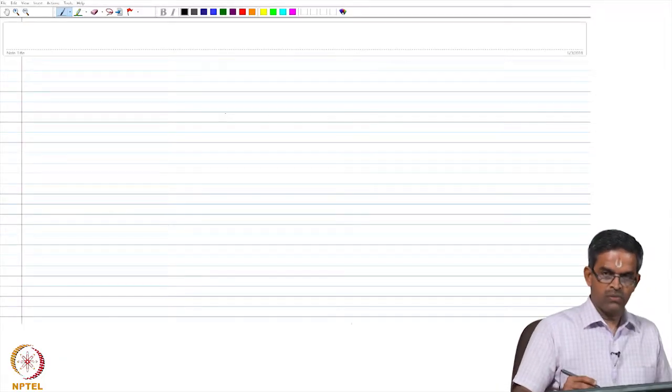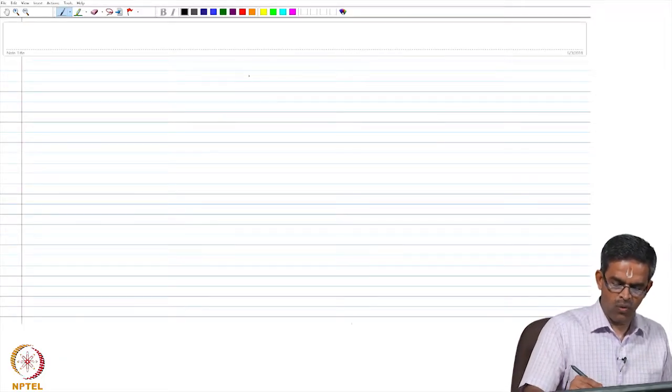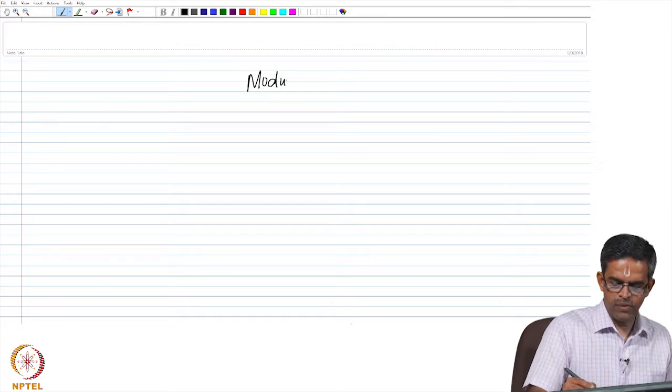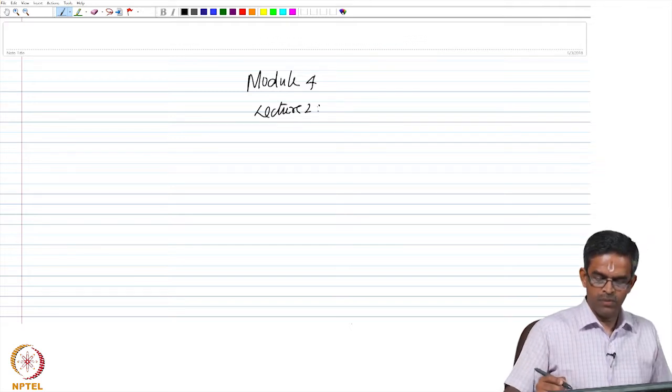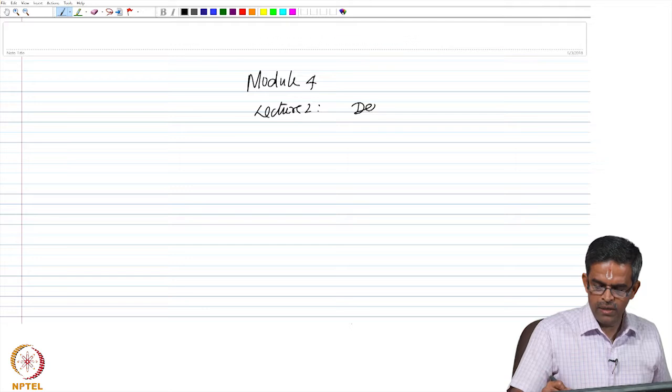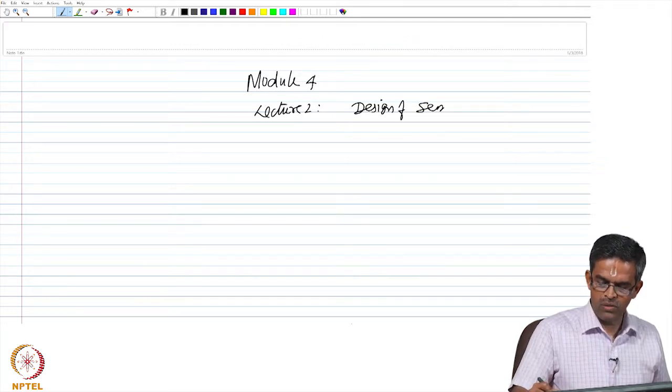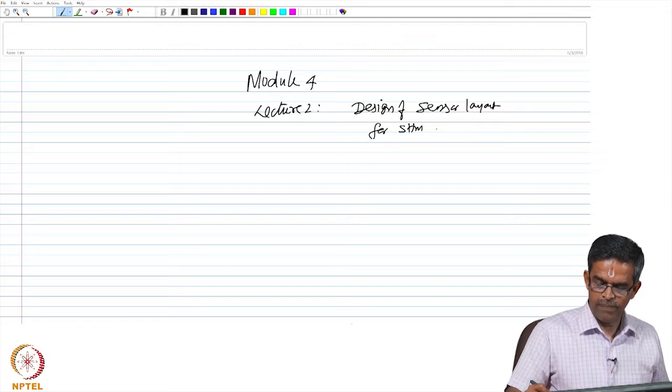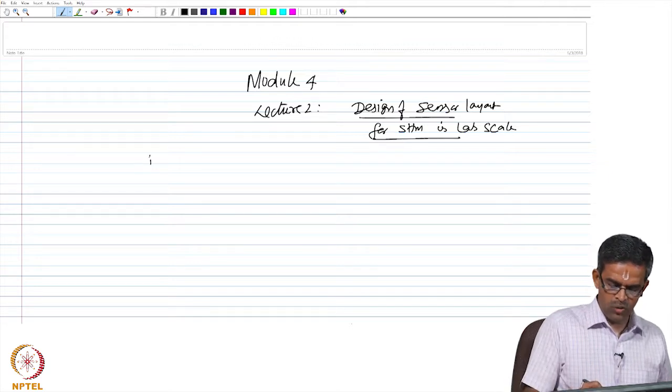Friends, welcome to the second lecture in module 4. We are going to talk about the design of sensor layout for structural health monitoring in lab scale. We will talk about the complete design of two issues here.